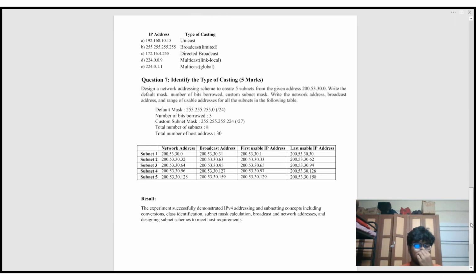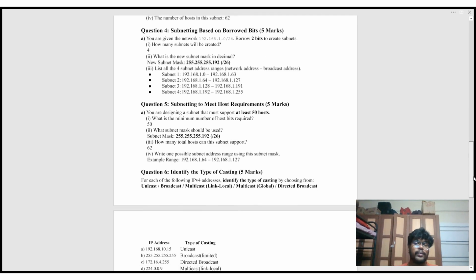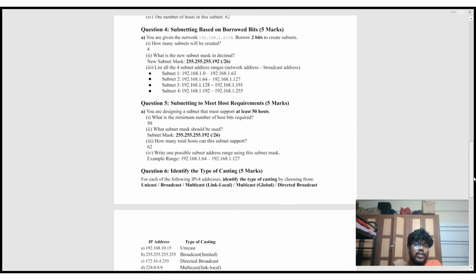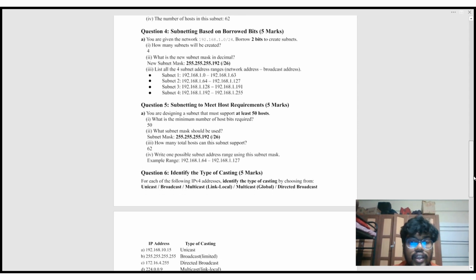Now, subnetting based on borrowed bits. Borrowed bits here: two borrowed. It shows the 4 new subnets, starting from 192.168.1.0, subnetting to meet the host requirement.